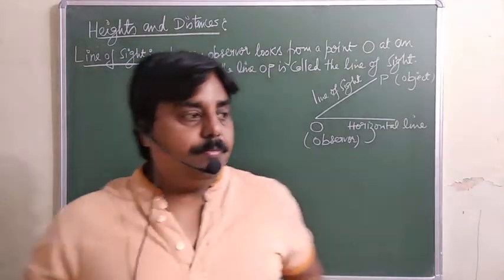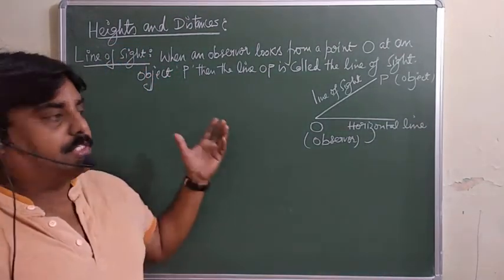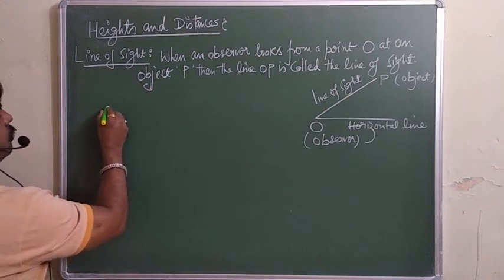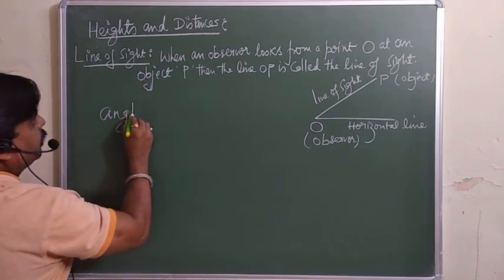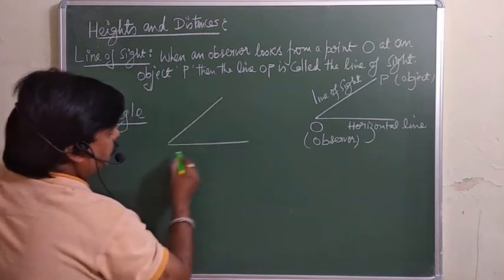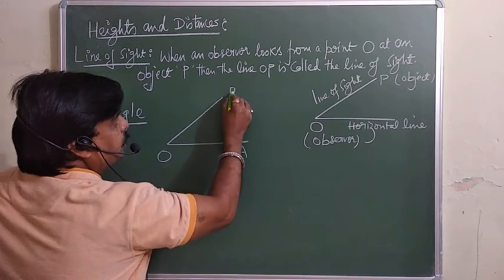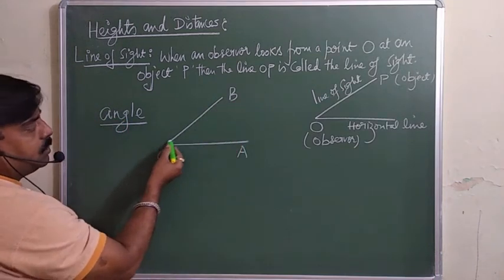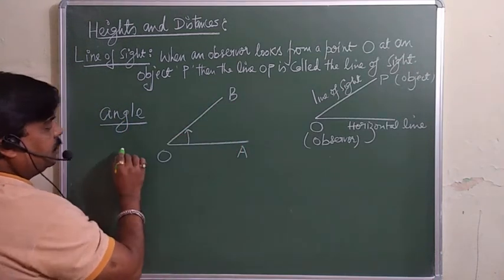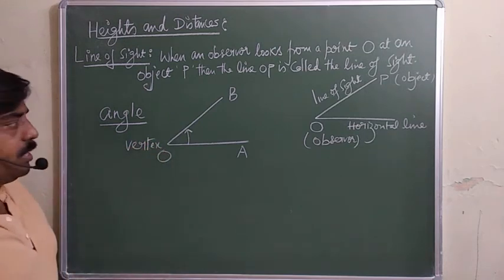Hello everybody. Now we will discuss heights and distances. First of all, we will discuss an angle. Angle क्या होता है? If two line segments meet at a point, or two lines intersect at a point, they form an angle. This is an angle, and where these two line segments meet is known as the vertex.